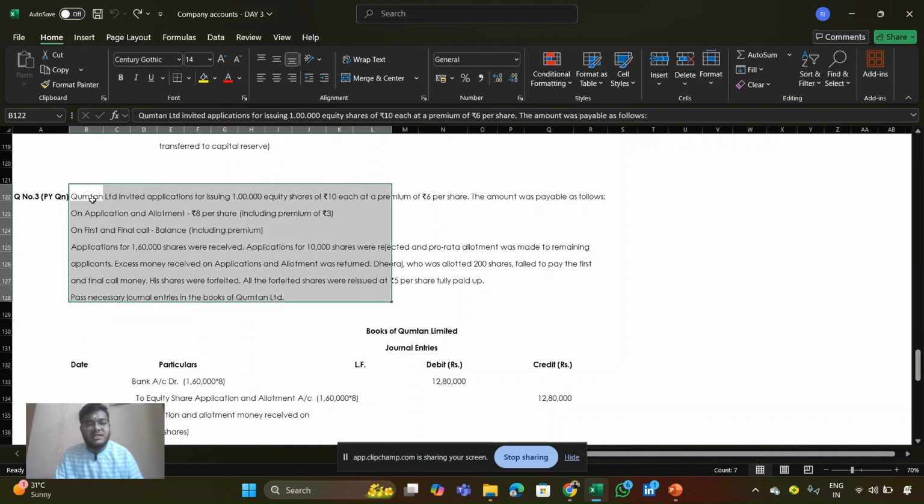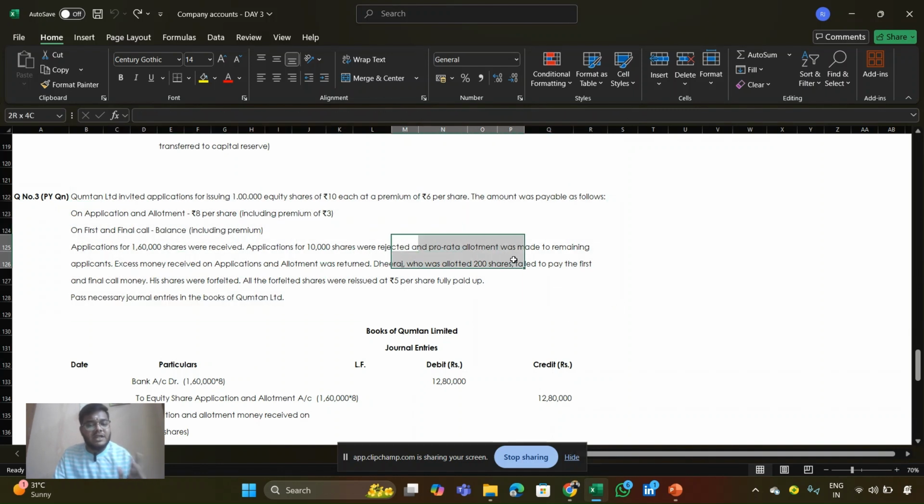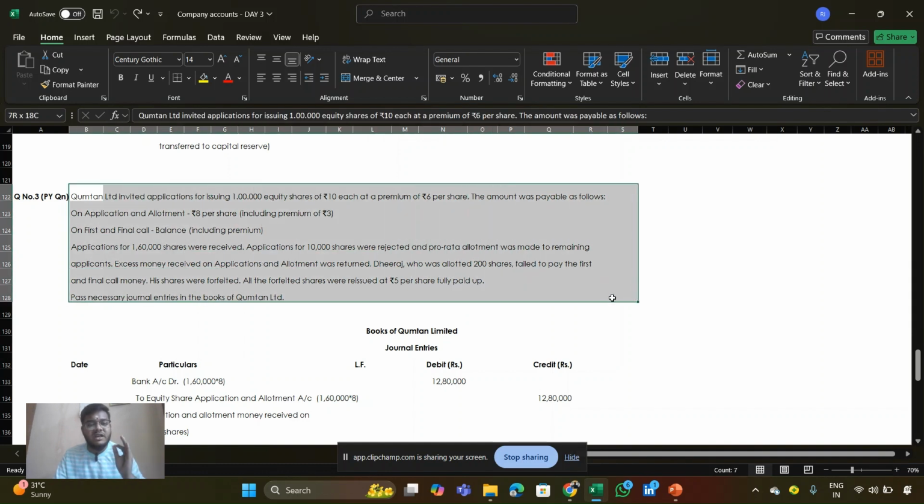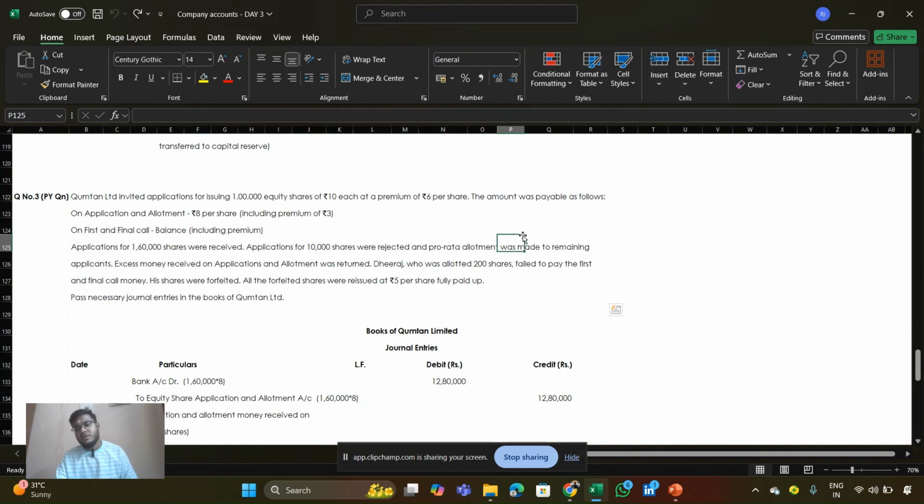But the model will be the same like this. Pro rata basis allotment will be there, and the balance will be returned, and then any one shareholder won't pay, and then they will reissue. Okay, these types of models only they are asking. So it's a very easy question. 6 marks you will get for sure, if you are thorough with it. There is no doubt in it. Okay, one 6 mark is confirmed.